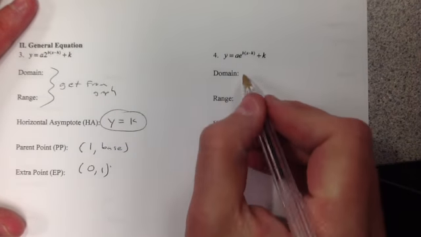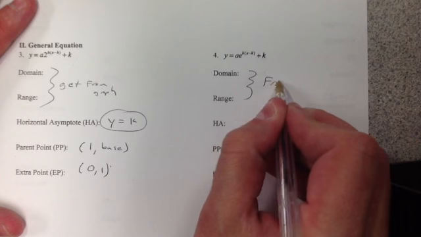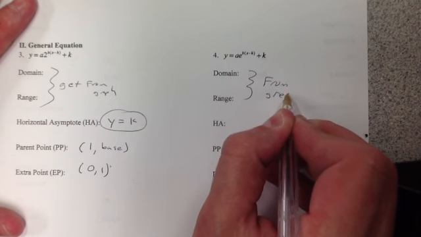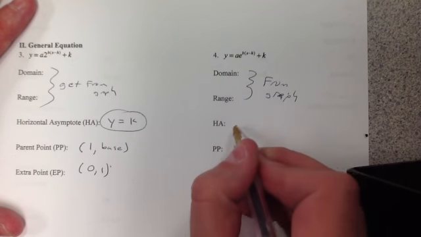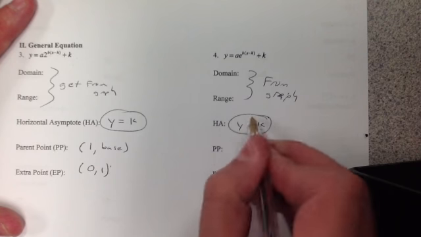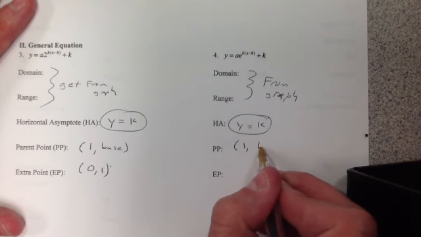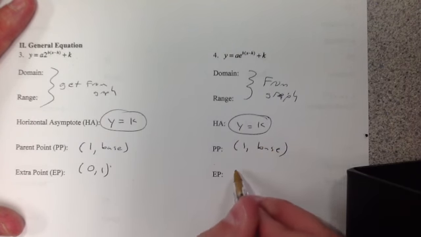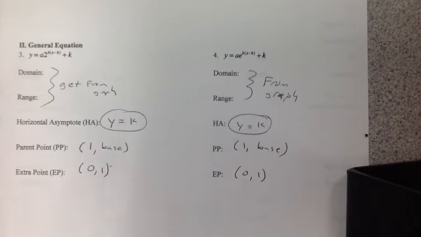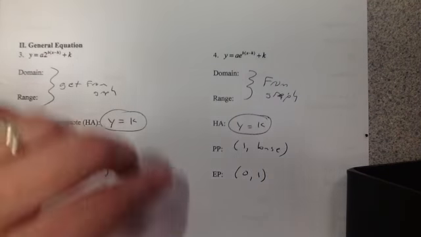Same thing over here. We're going to get this all from the graph if it's e. Horizontal asymptote, still y equals k. The parent point, always 1 and the base. And the extra point, (0, 1). So let's graph one of these real quickly. Very easy to do. Kind of fun. I think they're fun, but you know, hey.